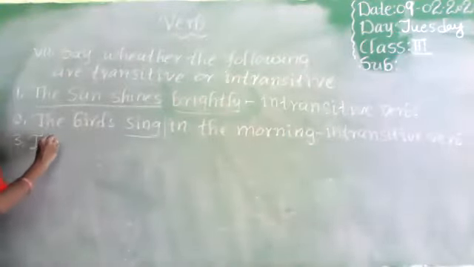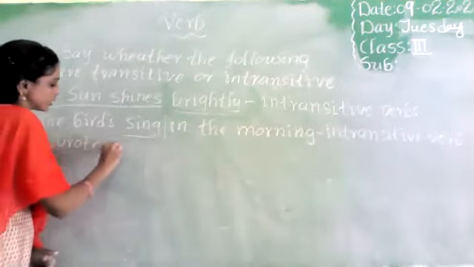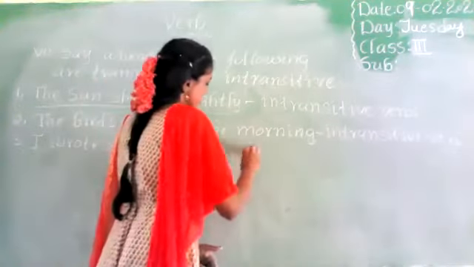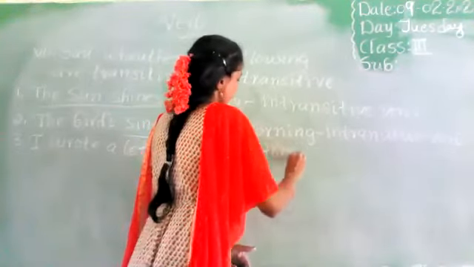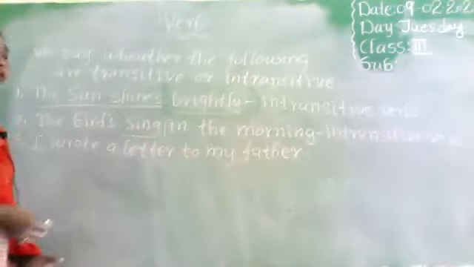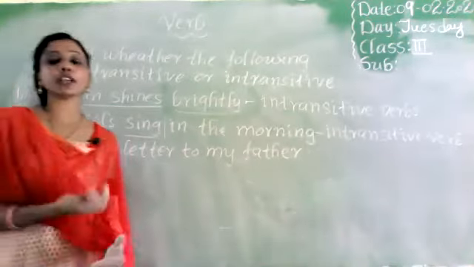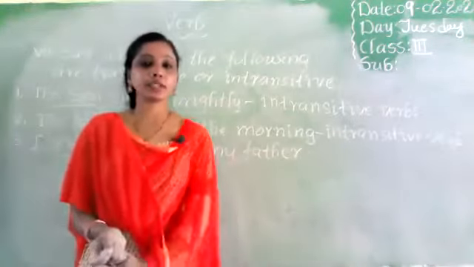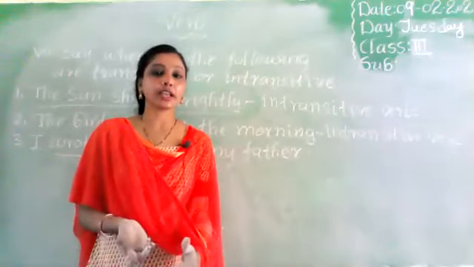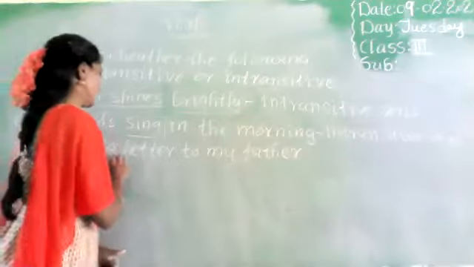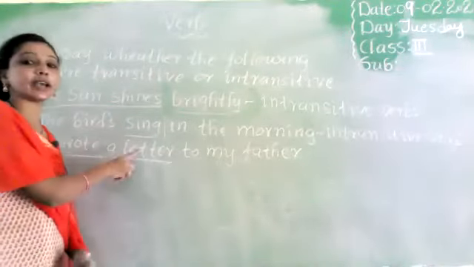Okay, next sentence. I wrote a letter to my father. For example, if I say "I wrote," this is the verb. Can you understand what I wrote? No, there is no meaning. Just "I wrote." What did I write? A letter. So here the verb needs an object.